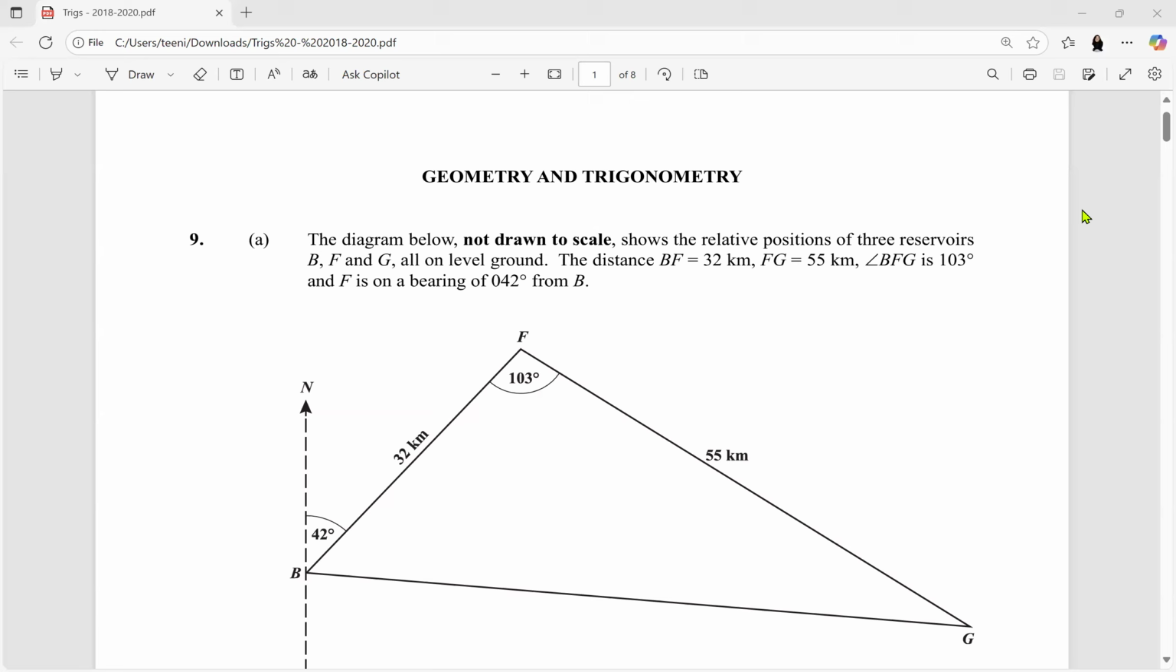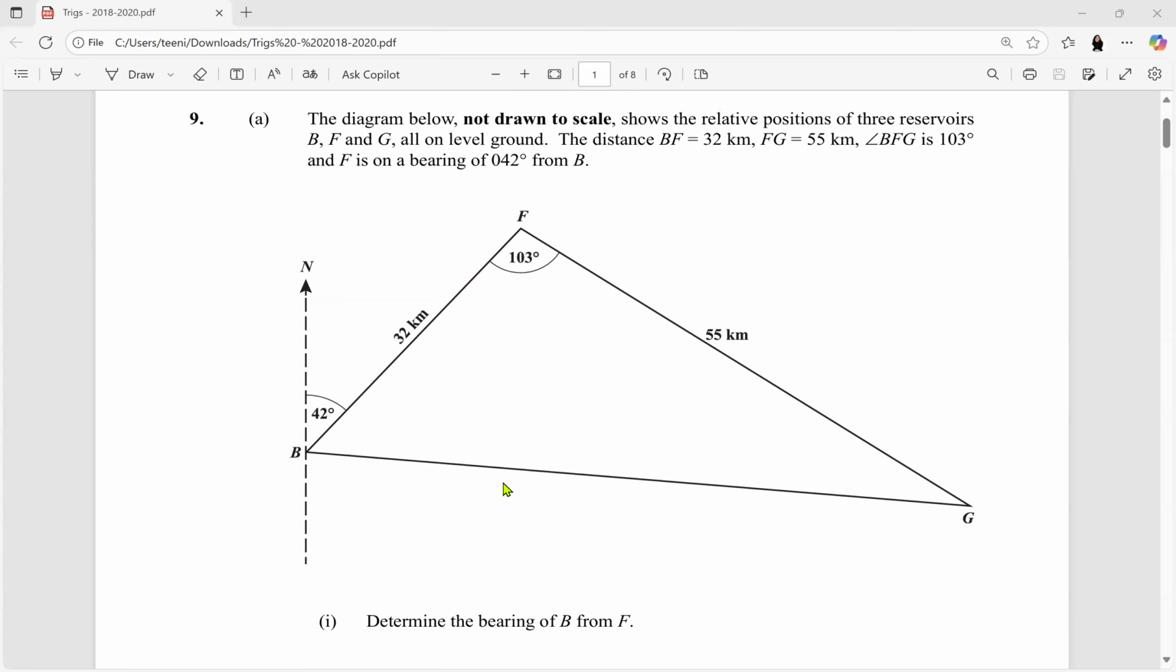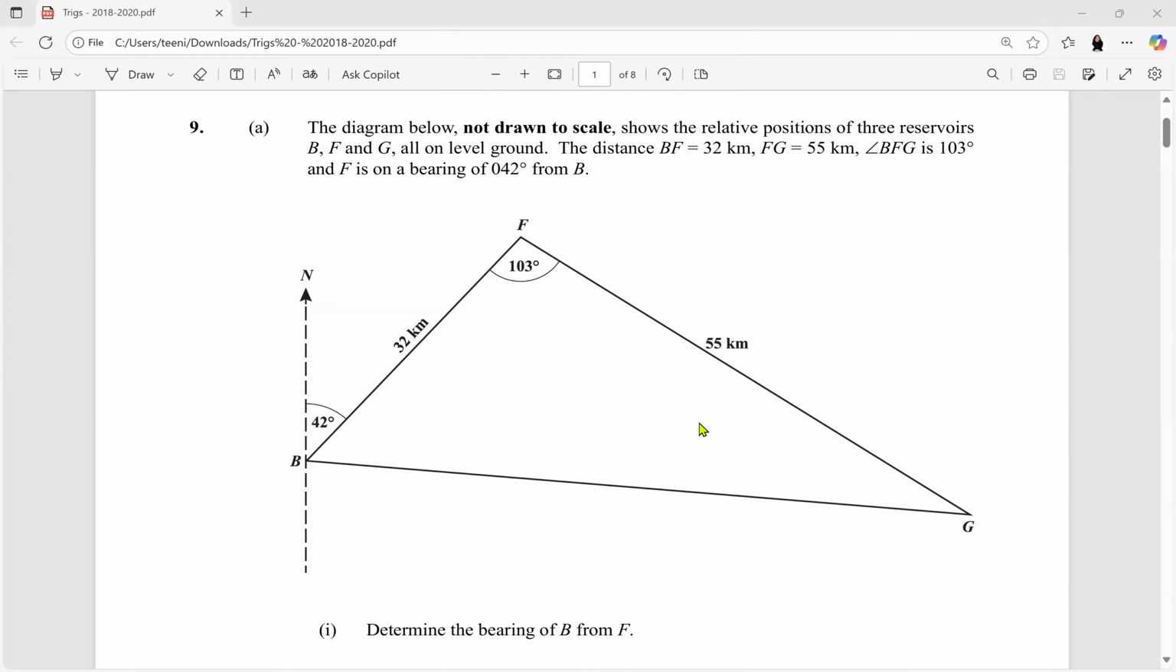All right. So this question, the diagram below, not drawn to scale, shows the relative positions of three reservoirs, B, F, and G, all on level ground. The distance BF is 32 kilometers, FG is 55 kilometers, and angle BFG is 103 degrees, and F is on a bearing of 42 degrees from B. The first question is to determine the bearing of B from F.